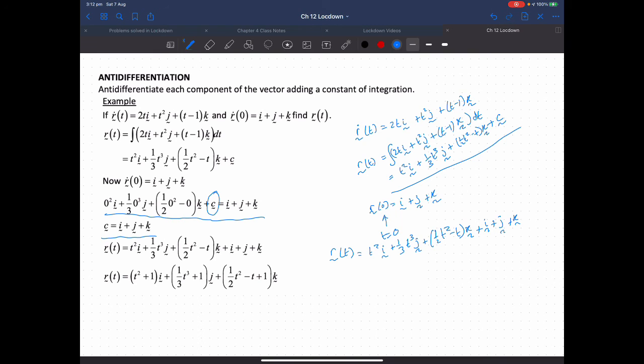Then what I've done is gathered my components together. My i component parts give me t squared plus 1 in the i direction, plus my j component parts 1/3 t cubed plus 1 in the j direction, plus my k component parts, which are the parts I have left, which gives me 1/2 t squared minus t plus 1 in the k direction.